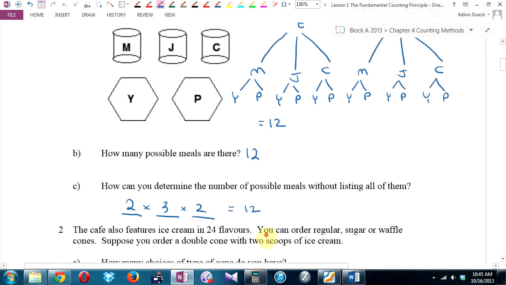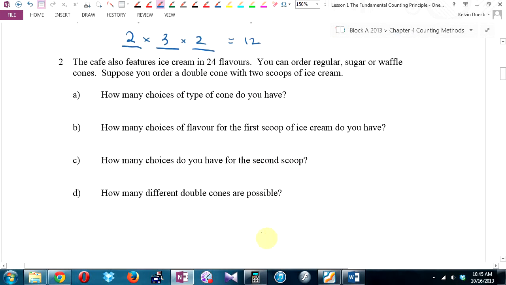But we start out here, ice cream. The cafe also features ice cream with 24 flavors. You can order regular, sugar, or waffle cones. Suppose you order a double cone with 2 scoops of ice cream. Okay. How many choices of cone do we have? Read the question. How many choices of cone are there? How many choices of flavors do I have for the first scoop? What about for the second scoop?